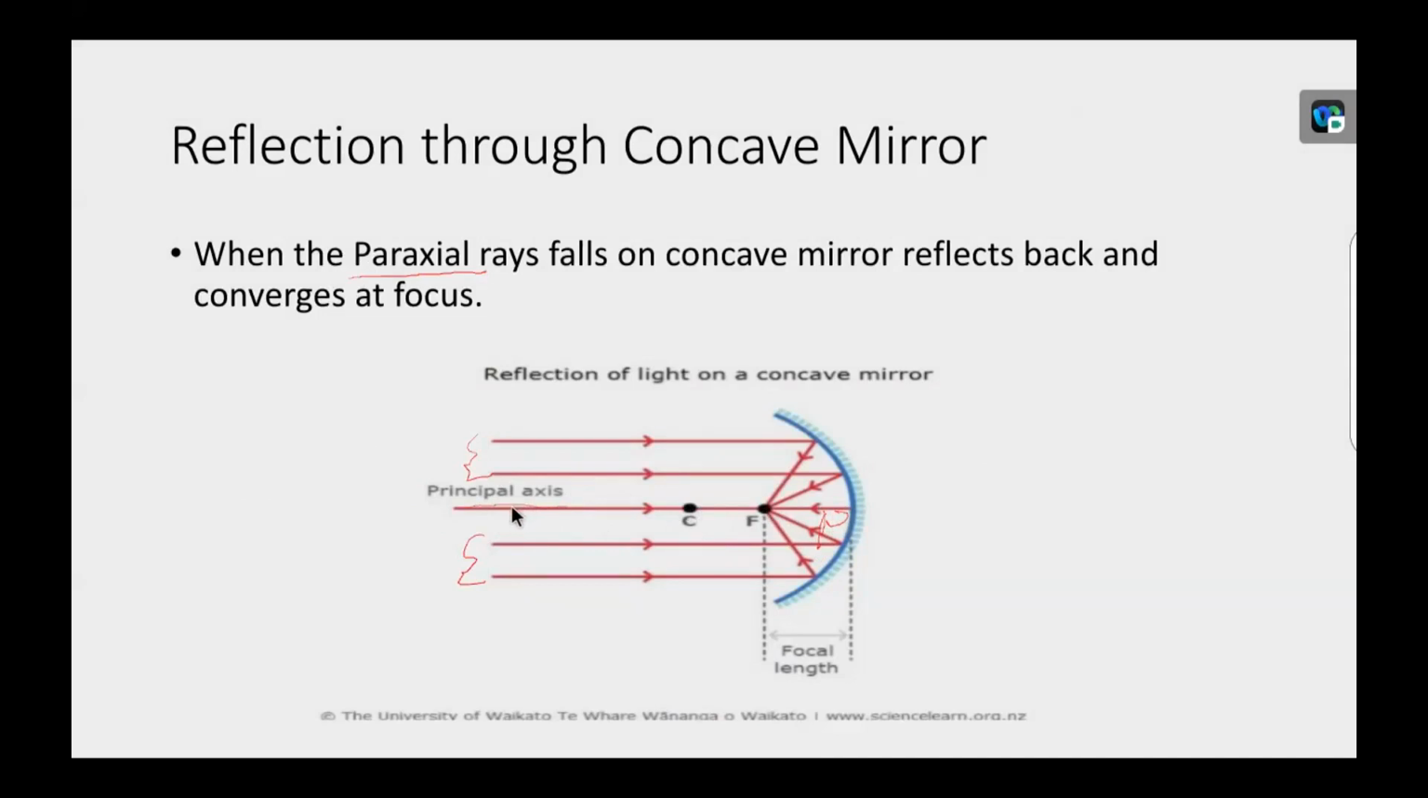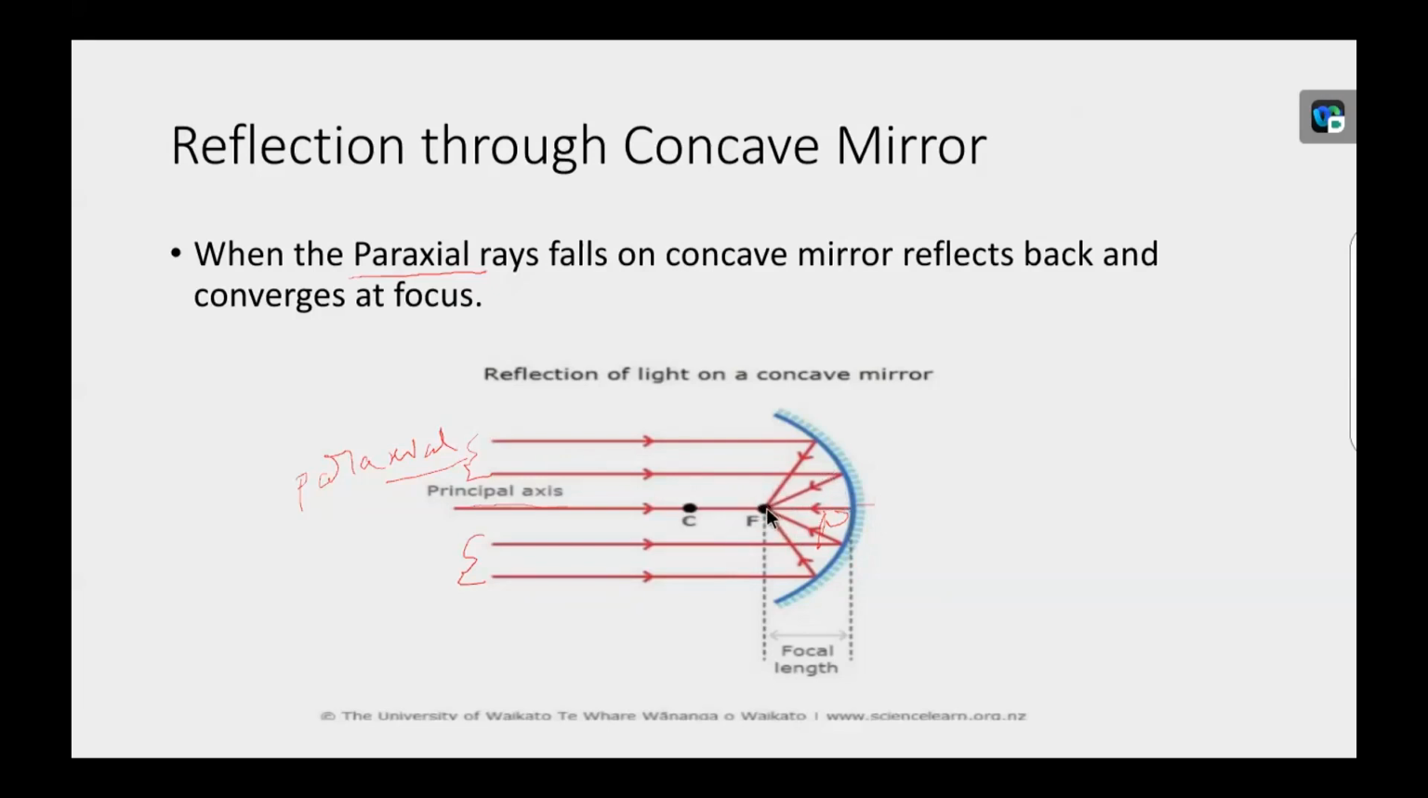This we already covered in the previous class. The rays which are parallel to the principal axis are called paraxial rays. Here, above and below the principal axis, parallel rays are there. These parallel rays fall on a concave mirror. Why do we call this a concave mirror? Because here the inner surface is the reflecting surface and the outer surface is polished or non-reflecting. All these parallel rays fall on the concave mirror and reflect back.